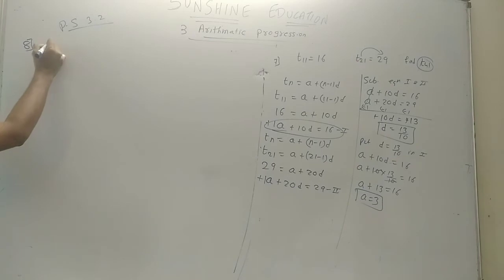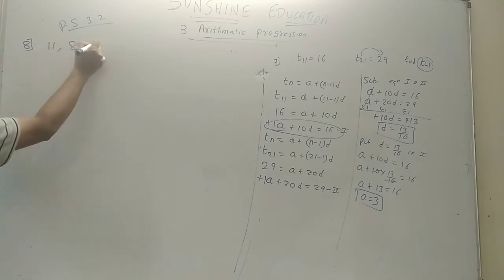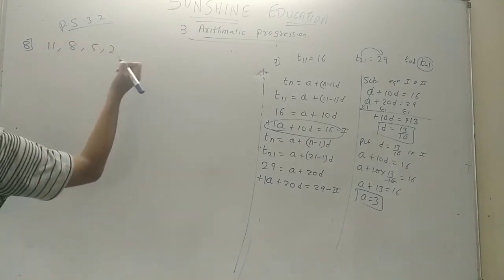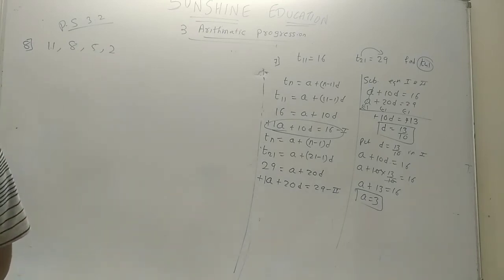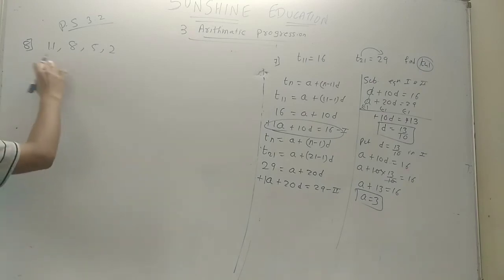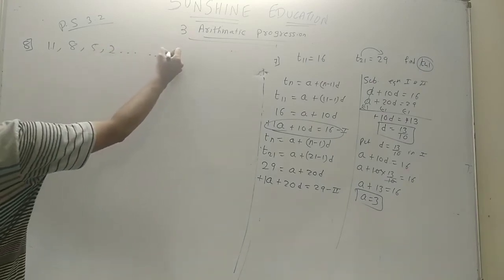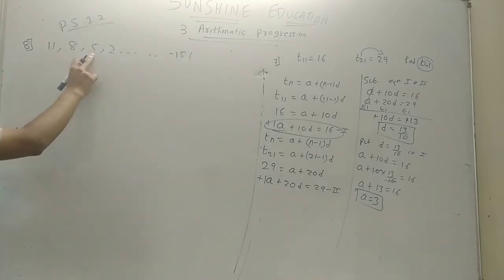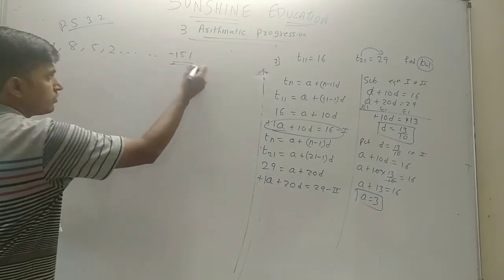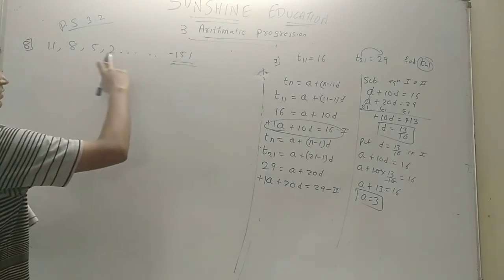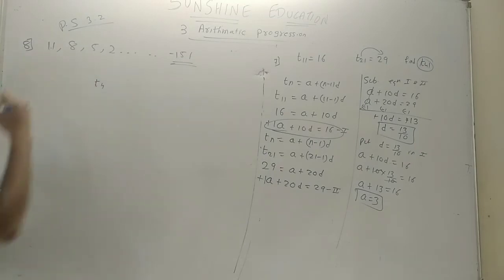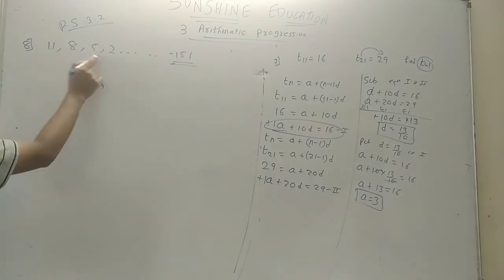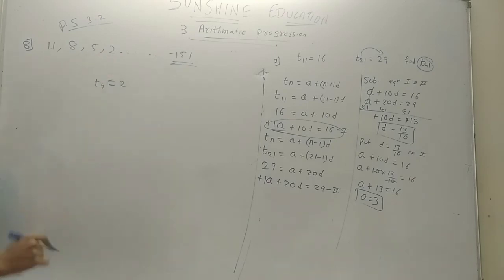What is given? It is 11, 8, 5, 2. In this AP, which term is minus 151? So this is an arithmetic progression, and in this AP there is also one number, minus 151. So this is the first, this is the second, this is the third, this is the fourth. We need to find the position of this. Which term is, means if I am asking you what is the fourth term of an arithmetic progression, you will take 1, 2, 3, yes, fourth term is like that. So which term is minus 151? Let's see how we can do it.